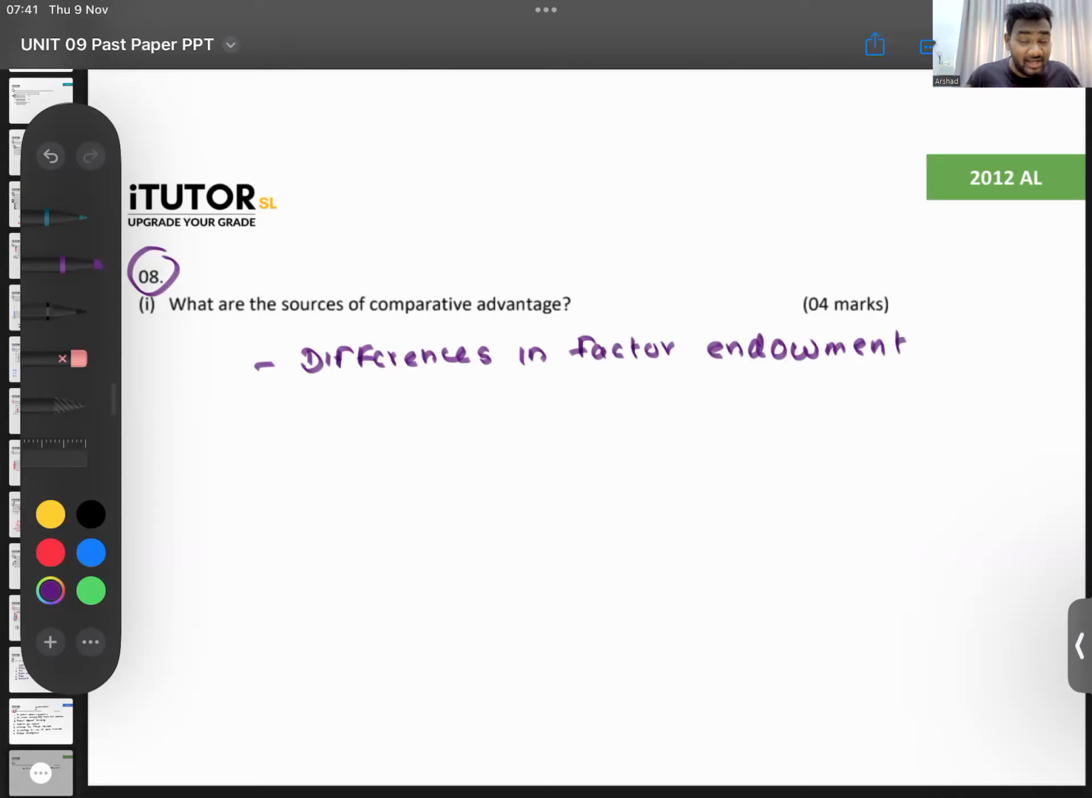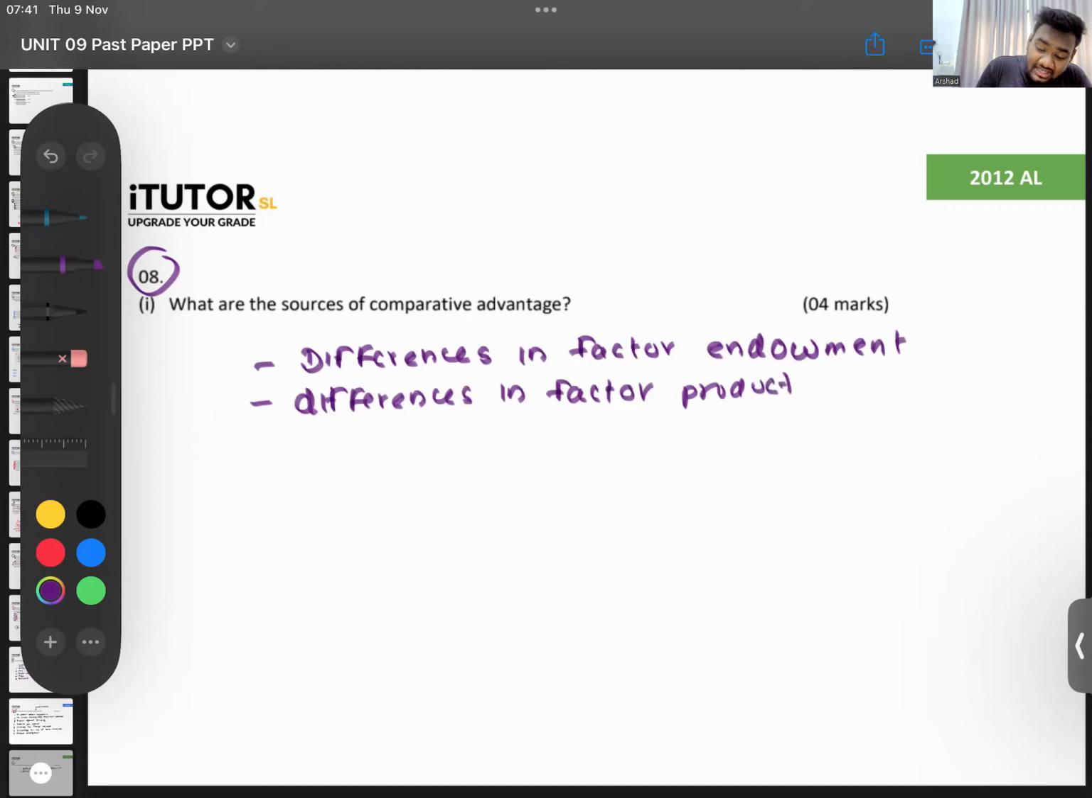Now, for example, why do you think China might have the comparative advantage in manufacturing goods? Because they have so much labor. Their labor is very cheap. So maybe that's the reason. Their factor endowment, their labor, is very high. Then maybe differences in productivity. Differences in factor productivity.